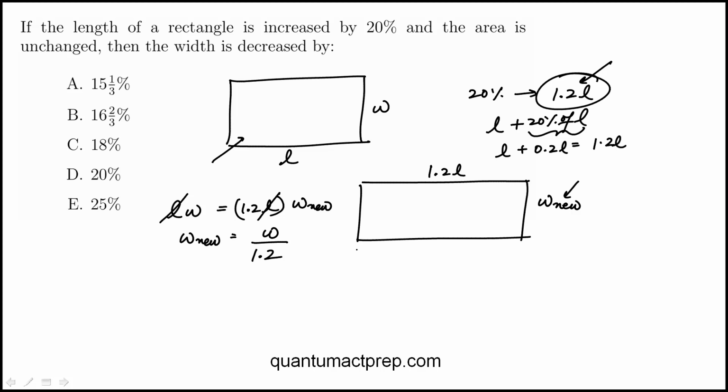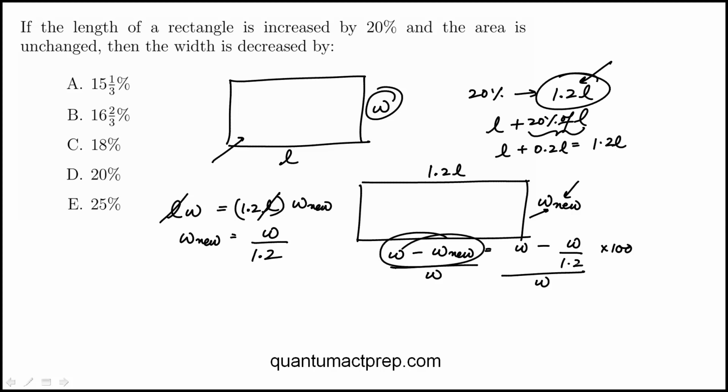So the percent change would be original, and that change would be W minus W new, which would be W minus W over 1.2. And to find the percent change, you always divide by the original. Now this will be positive because I'm subtracting it this way, but it is a decrease.